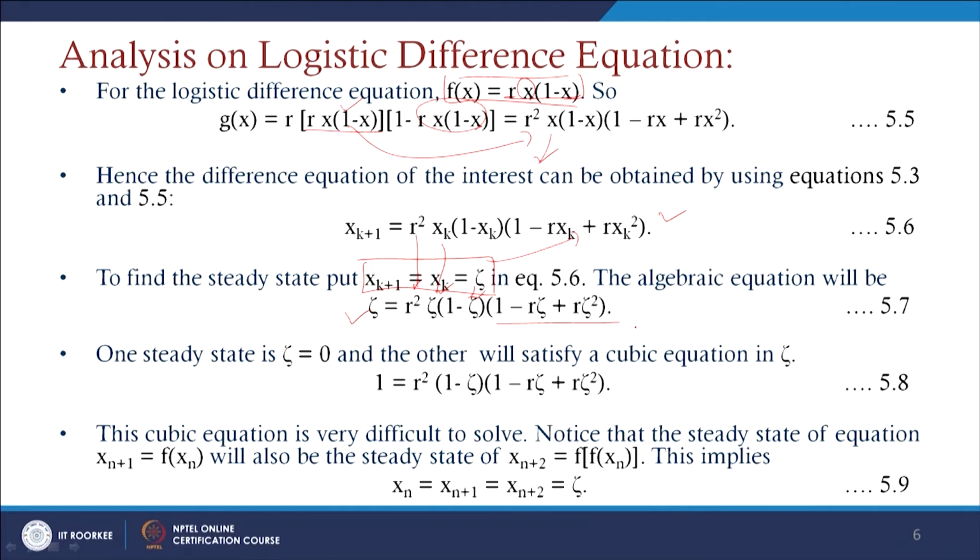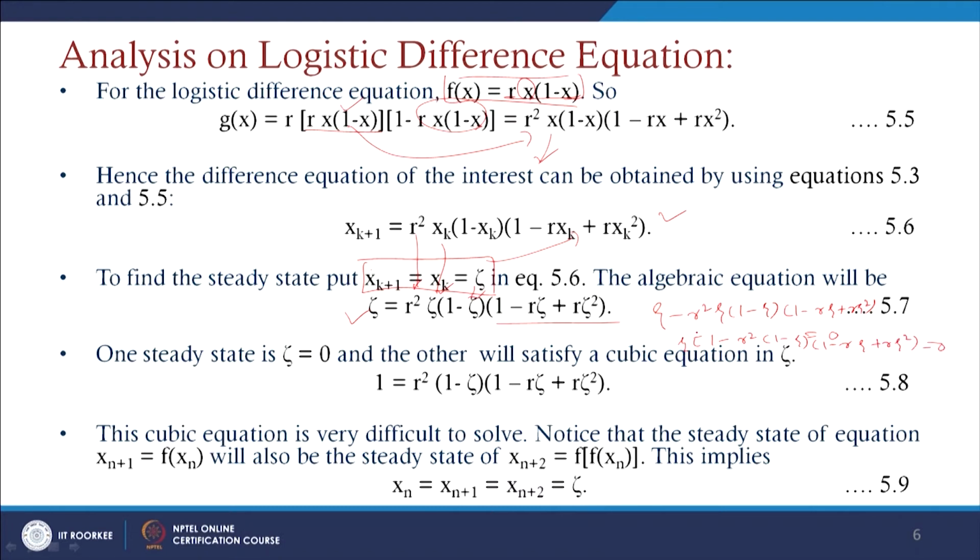And if you take the difference of the left hand side and right hand side, we can take common zeta from this equation. We can write zeta minus r square zeta into 1 minus zeta into 1 minus r zeta plus r zeta square equals 0. So, taking common zeta, this can be written as zeta into 1 minus r square into 1 minus zeta into 1 minus r zeta plus r zeta square.